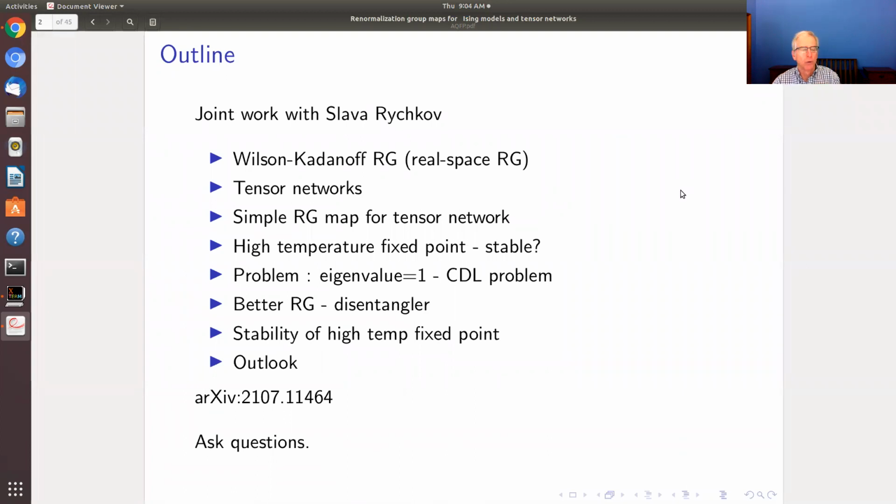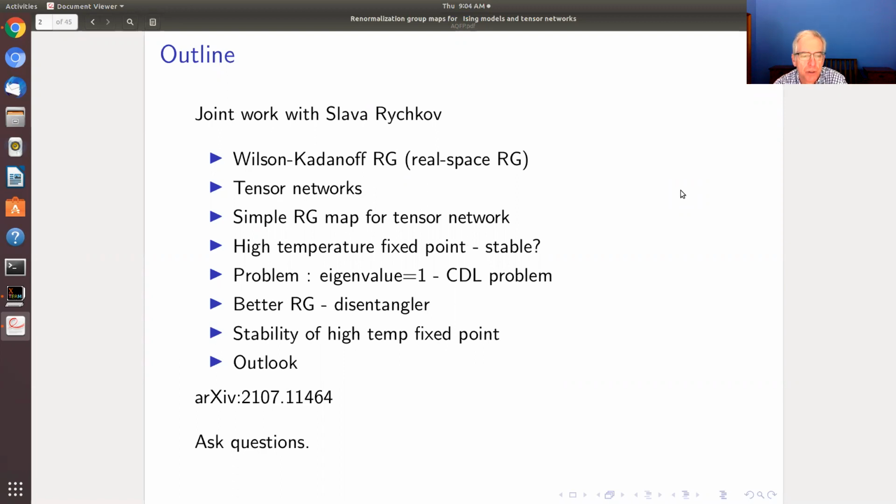So here's an outline of what I want to talk about. Let me start by thanking the organizers for the chance to speak and thank all of you for coming. When I get to the new stuff, I'll be talking about joint work with Slava Rychkov, who I believe is here. And I will start with a quick review of a very old problem.